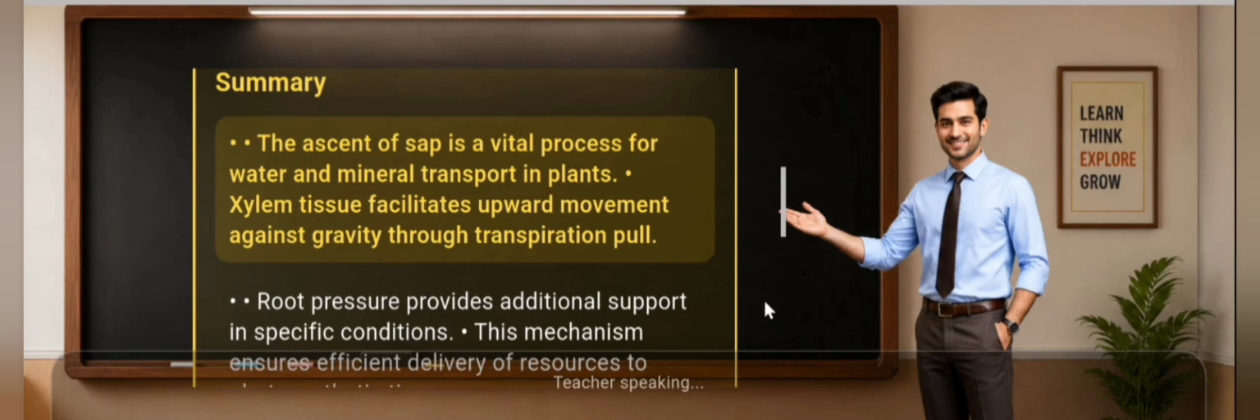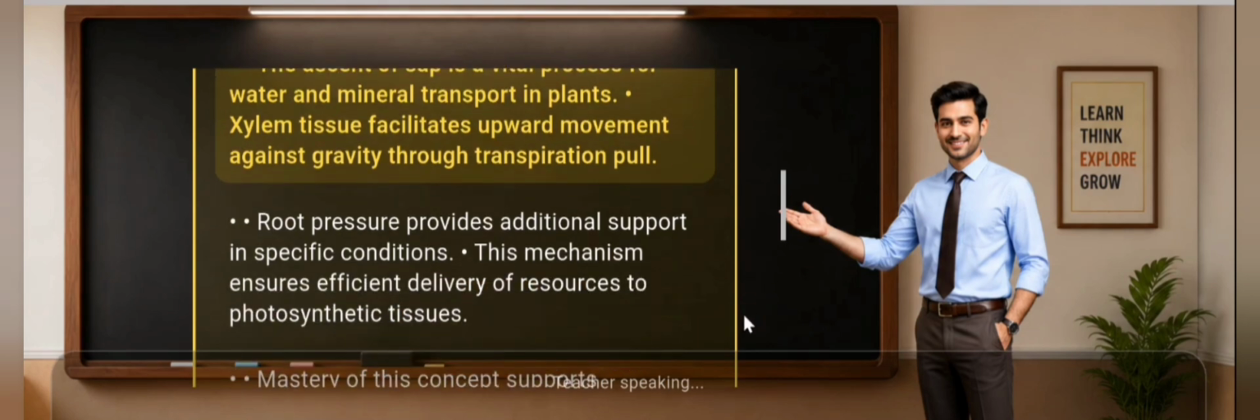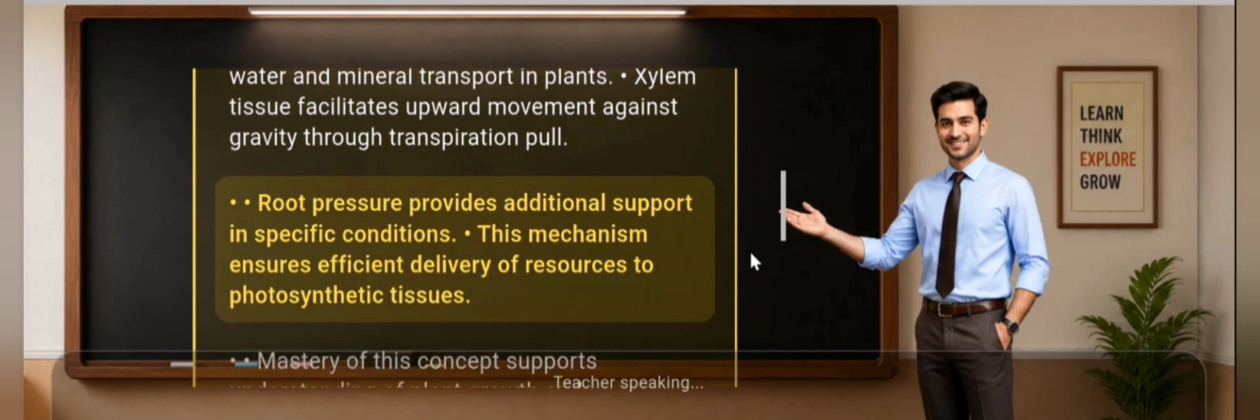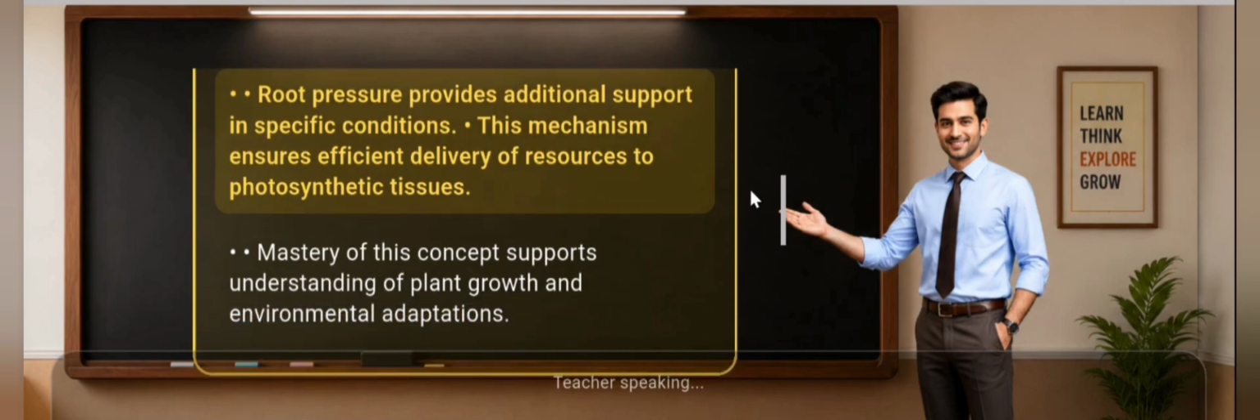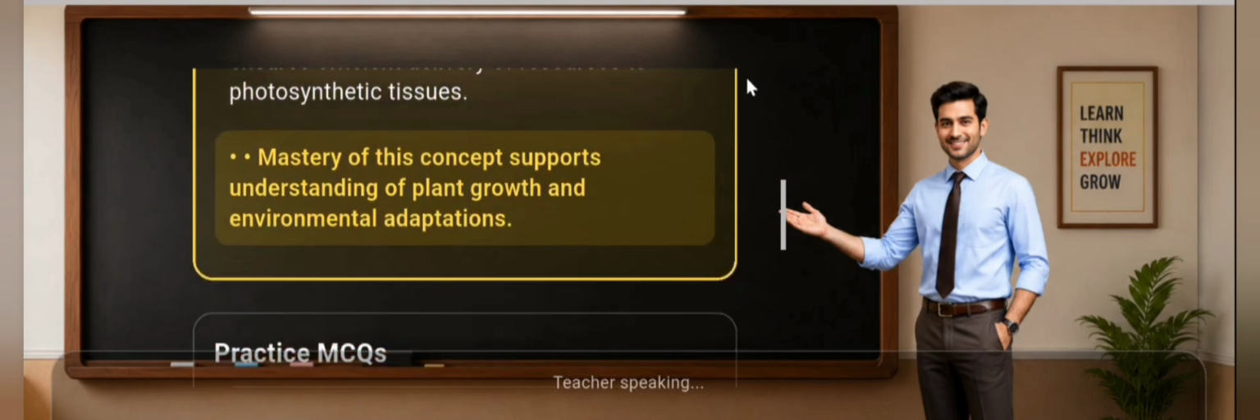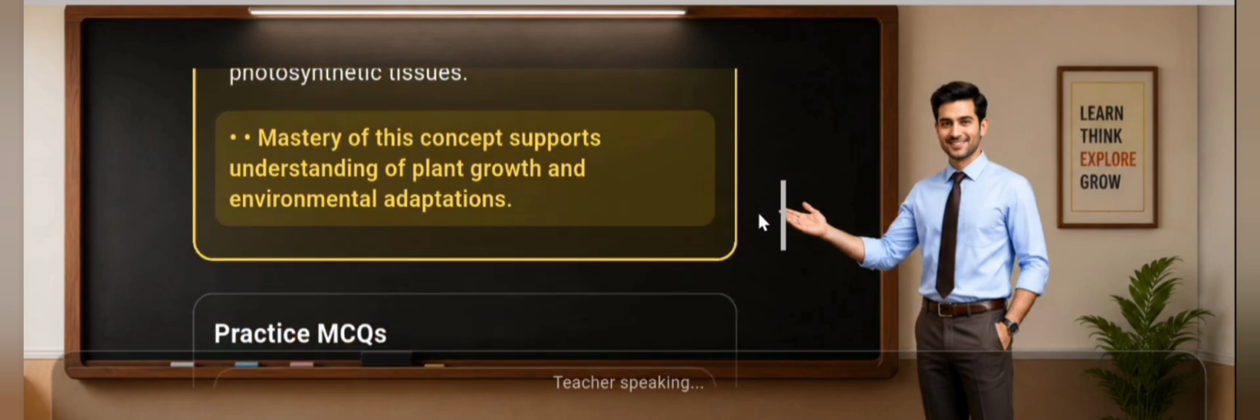Xylem tissue does this by creating a pull from transpiration, which pushes the fluid upward against gravity. Root pressure acts as an extra support during certain conditions, making sure resources get to the photosynthetic tissues efficiently. This statement shows how mastering this concept helps students connect plant growth to environmental adaptations.